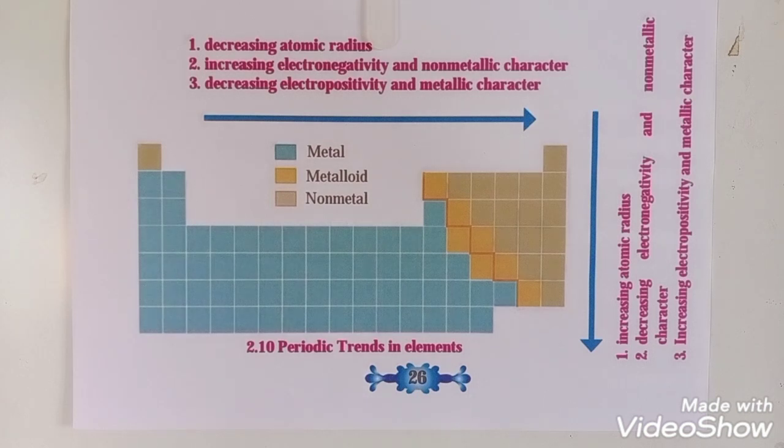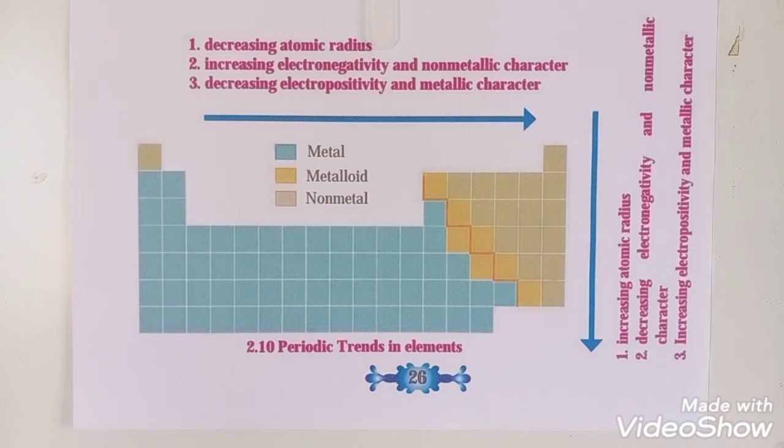Now, the other condition: the ability to accept or gain electrons is a non-metallic character. By accepting negatively charged electrons, the atoms of non-metals form negatively charged anions. Therefore, non-metals are considered electronegative.